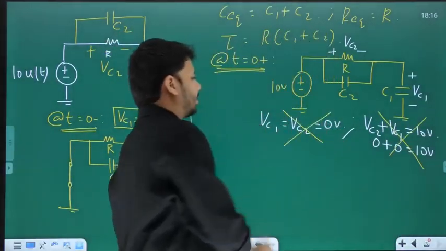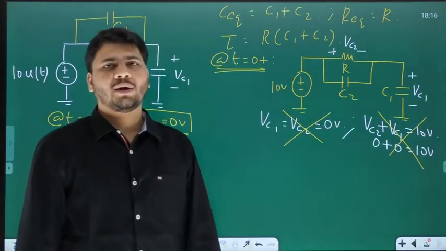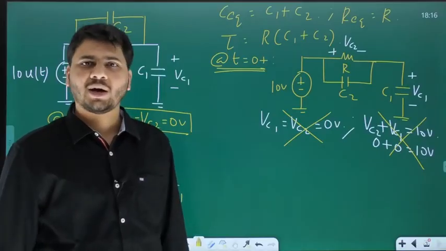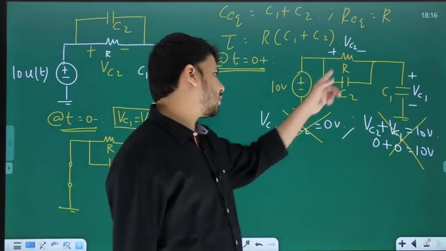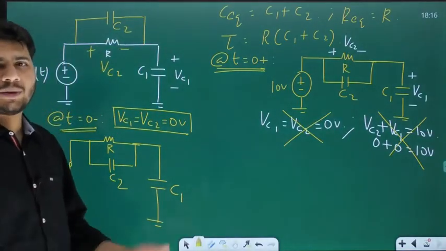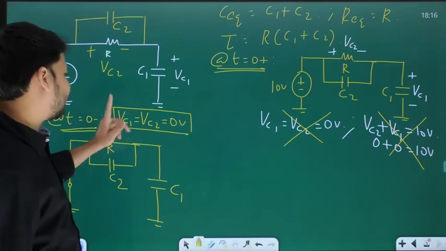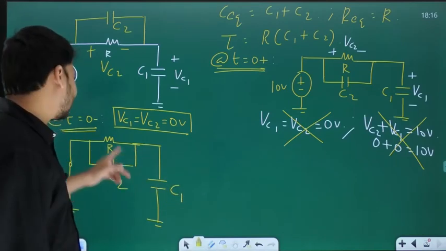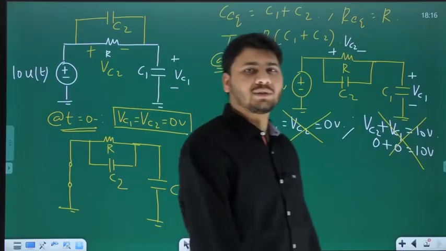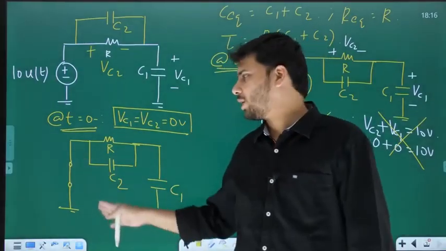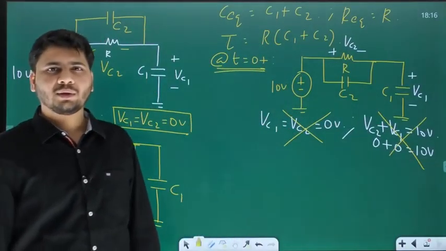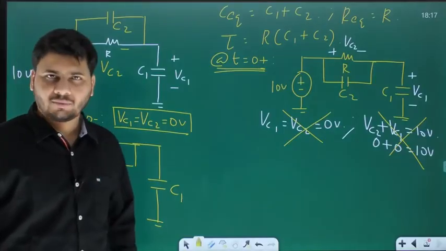Which means at 0 plus VC1 and VC2 cannot be 0. So VC1 and VC2 have to be some non-zero values so that VC1 plus VC2 will be equal to 10 volts. So if VC1 and VC2 have to be some non-zero values, does it not mean the values of VC1 and VC2 are different at 0 minus and 0 plus? Which means the voltage drop is changing instantaneously. Different at 0 minus and 0 plus means the voltage drop across the capacitor is changing instantaneously. And in this circuit, that will happen, okay?